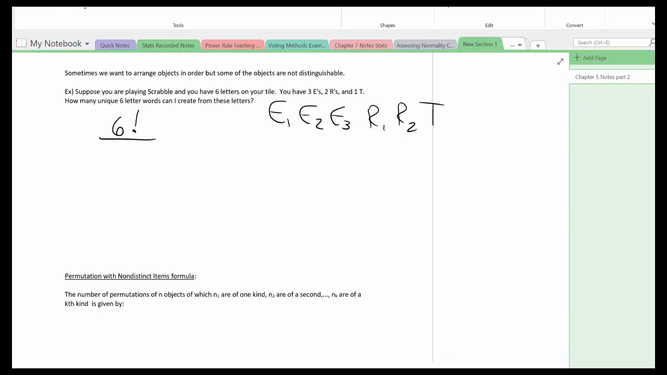But here, it doesn't matter which E you use, whether it's E1, E2, or E3. Well, there's 3 times 2 times 1, that's 6 different ways to rearrange those 3 E's. So I would divide by the overlap, 3 factorial. There's 2 different ways to use the 2 R's, 2 times 1, that's 2 factorial. And then there's only 1 T. I could put 1 factorial because of the repetition. Simplify.